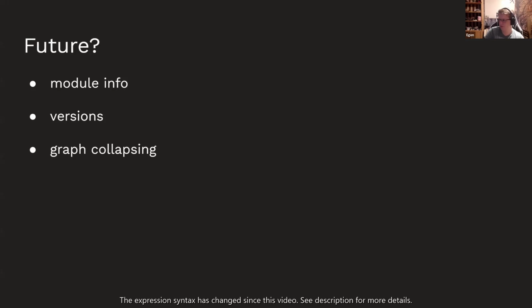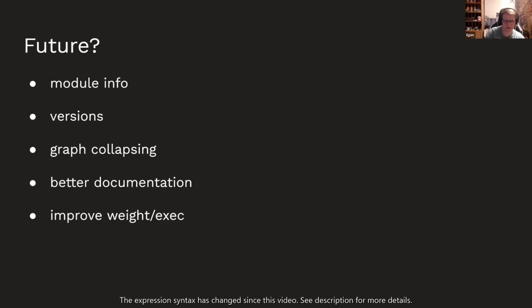Graph collapsing. Let's say you have internal packages you want to hide, especially from third-party implementations, because you don't really care what their internal thing does sometimes. So it would be nice to collapse them into a single node. Of course, better documentation and improving weight exec to combine with all the other tools. The weight exec tool is in the least polished state with regard to understandability.